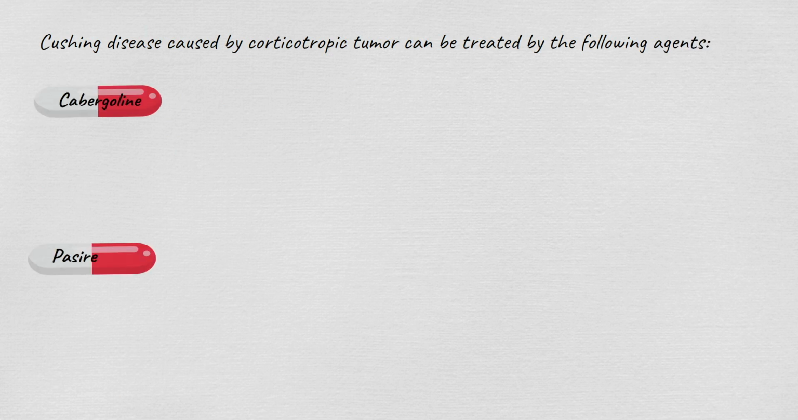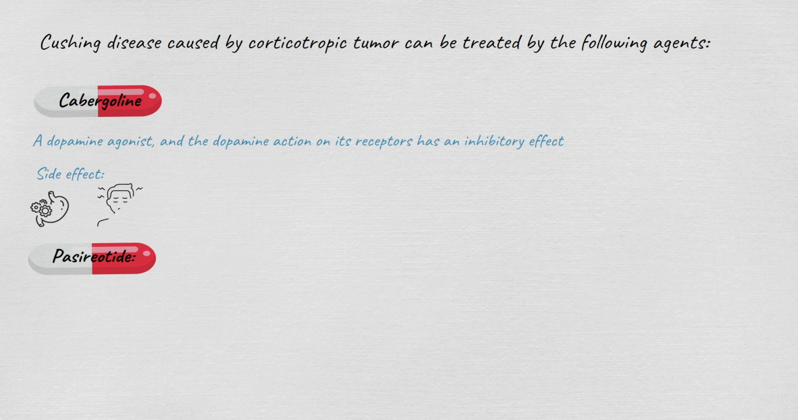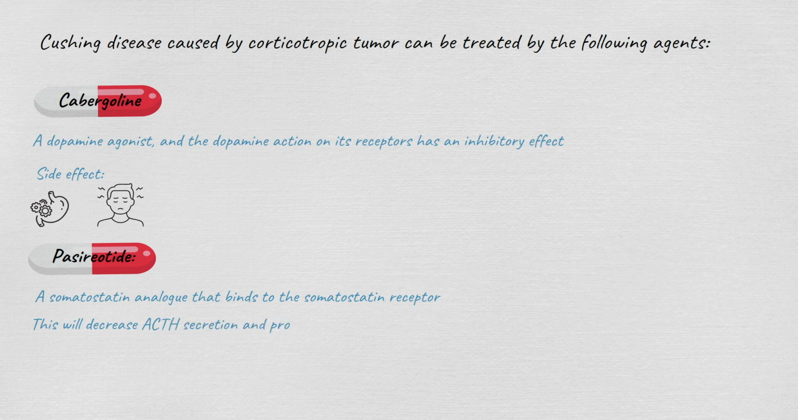Now Cushing syndrome that's caused by corticotropic tumors can be treated by the following agents: cabergoline and pasireotide. Corticotropic tumors contain receptors that interact with dopamine and somatostatin. So cabergoline is a dopamine agonist, and the dopamine action on its receptors has an inhibitory effect. Side effects include GI side effects and dizziness. Pasireotide is a somatostatin analog that binds to the somatostatin receptors, which are expressed in the corticotropic tumors. This will decrease the ACTH secretion and proliferation. Side effects may include ketoacidosis, sudden dizziness, and hyperglycemia.